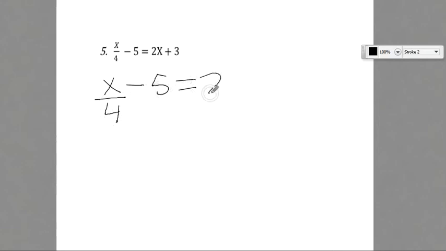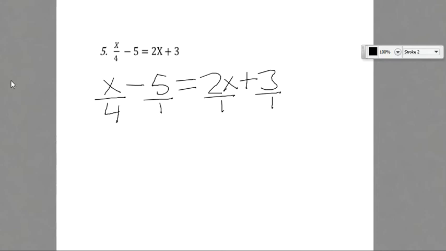Okay, so this is probably the trickiest one on our example list. We have x divided by 4 minus 5 equals 2x plus 3. I'm going to teach you a trick here. If you have fractions in your equation, like we do right here, we have this x divided by 4, we can actually eliminate any fractions in our equation if we find a common denominator for all of our terms, and we multiply every term in our equation by that common denominator.